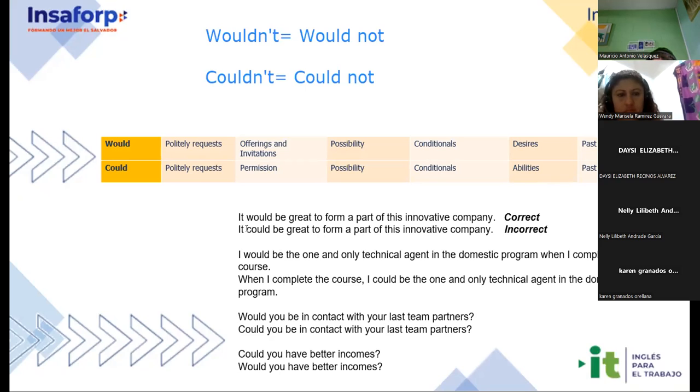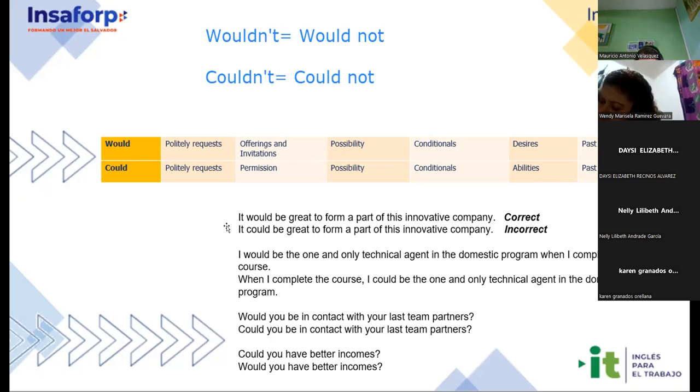También puede tener otro sentido, ¿verdad? ¿Qué otro sentido pudiera tener? Puede ser un sentido en el que yo me estoy esforzando por obtener esa contratación, ¿verdad? O ser parte de la compañía. Y estoy en el camino de lograrlo, ¿verdad? O sea, no lo he logrado y es una posibilidad, ¿verdad? Igual como would si se dan las condiciones. O sea que dependiendo del contexto, puede ser correcto o incorrecto.